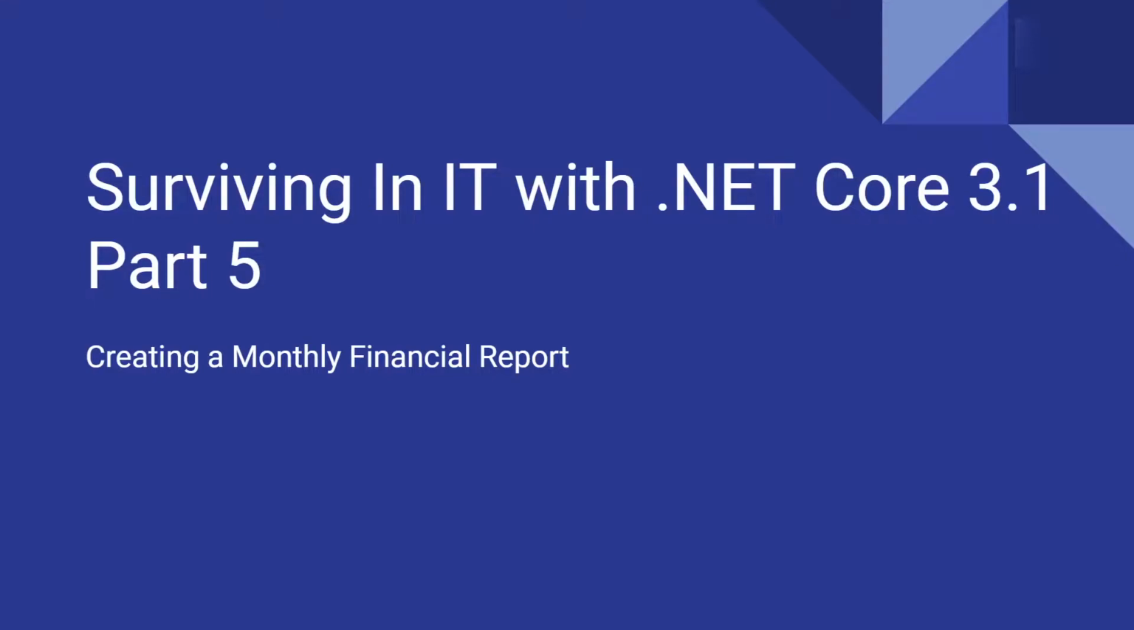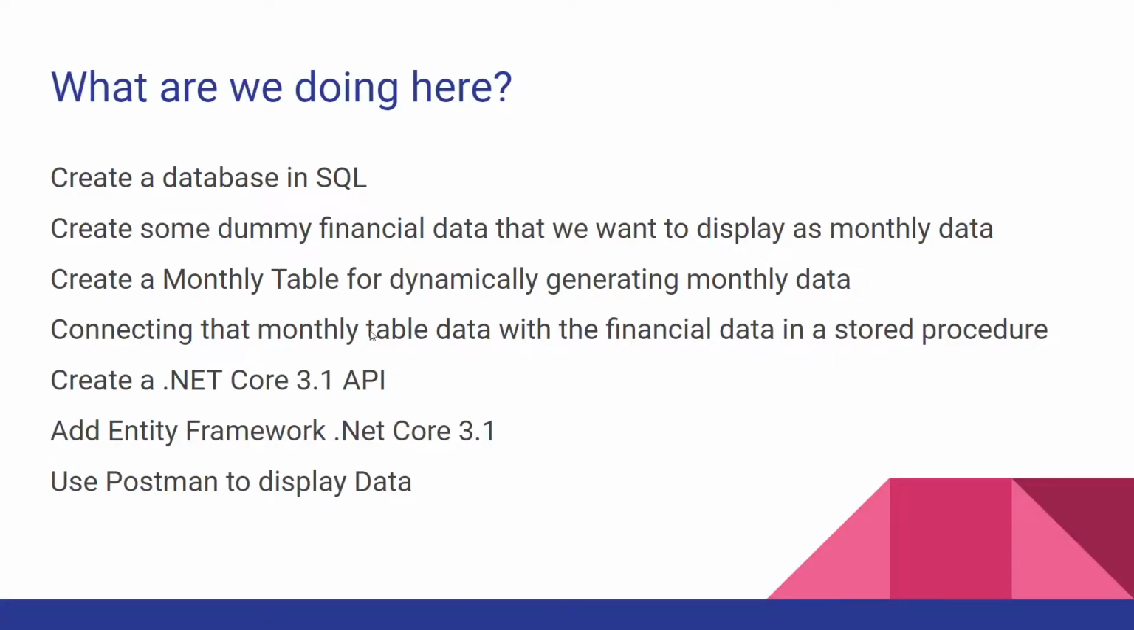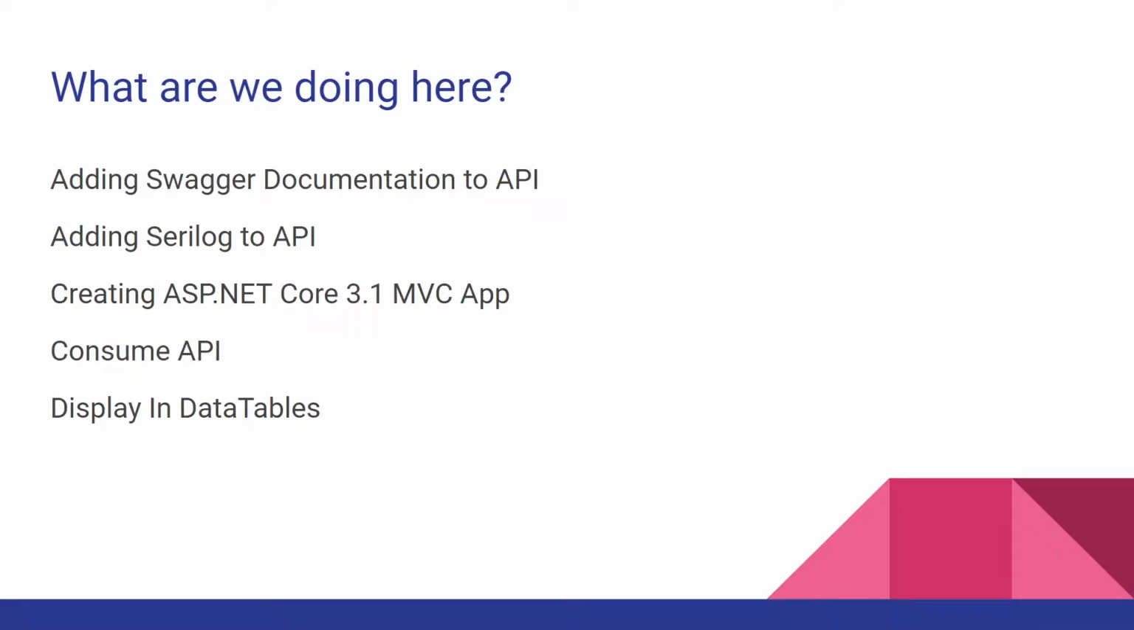Well, here we are, the final video in this series. So this is where our journey has been. We've created a database. We've done all this dummy financial data. We've created a .NET Core 3.1 API. We've added Entity Framework. We did some testing with Postman, and now we've also shown a quick example of adding Swagger documentation to the API.